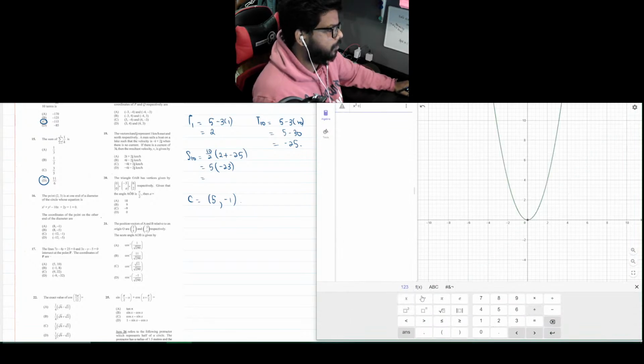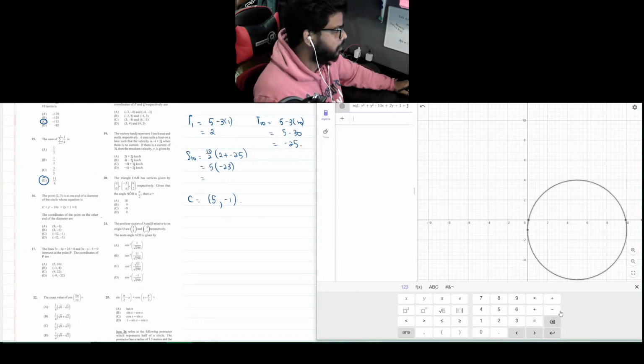x squared plus y squared minus 10x plus 2y plus 1 equals 0. Bam. The center is (5, minus 1).